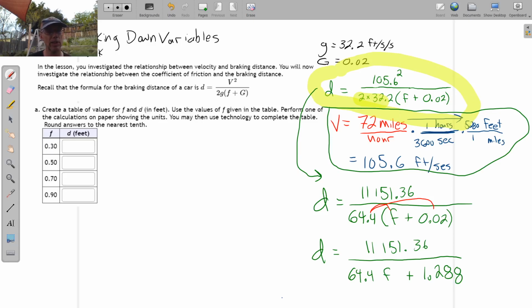Okay, so for example, to get this number right here for the distance, I'm going to take my 11,151.36 and divide that by, and I'm going to use parentheses because this is a big denominator. This is essentially parentheses even though they weren't written because of the big fraction bar. And then it's going to be 64.4 times the 0.3, then plus the 1.288. And once I plug that into my calculator, I know what to type into this box here.